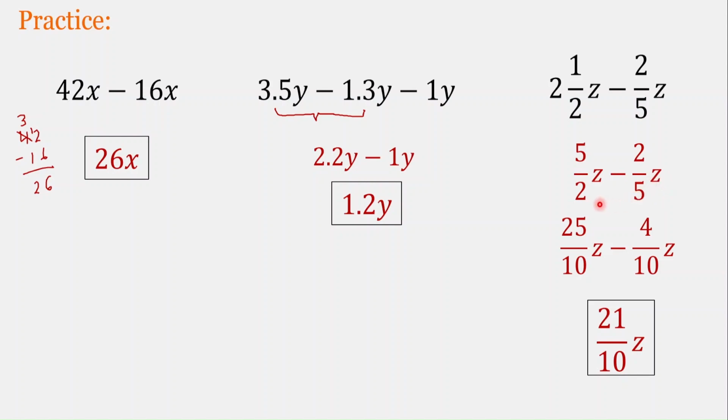Next step is finding the common denominator. That'll be 10. To convert 5/2 to a denominator of 10, we need to multiply both the top and bottom by 5, giving us 25/10 z. And for 2/5 to become a denominator of 10, that equivalent fraction is 4/10. 25z minus 4z is 21z over 10.